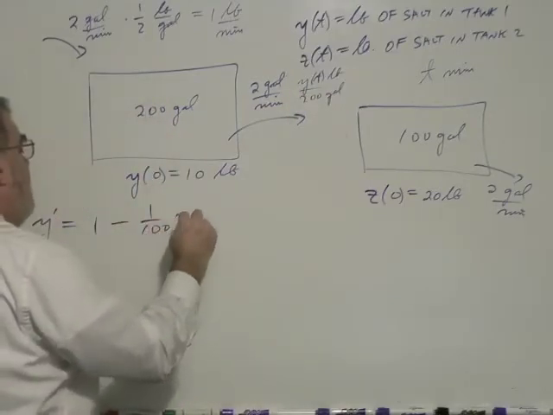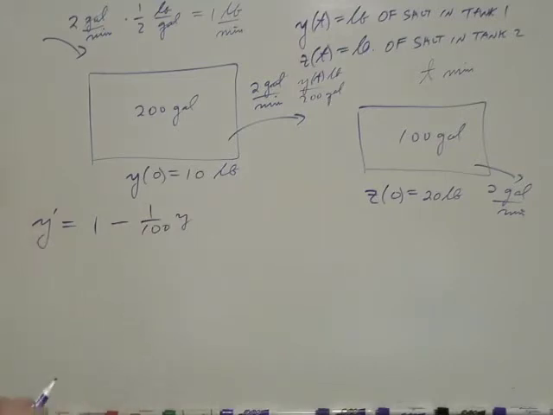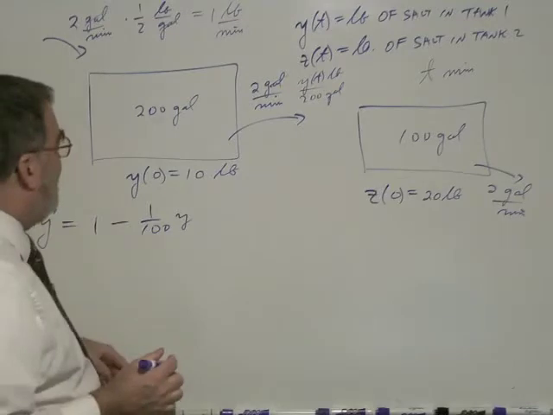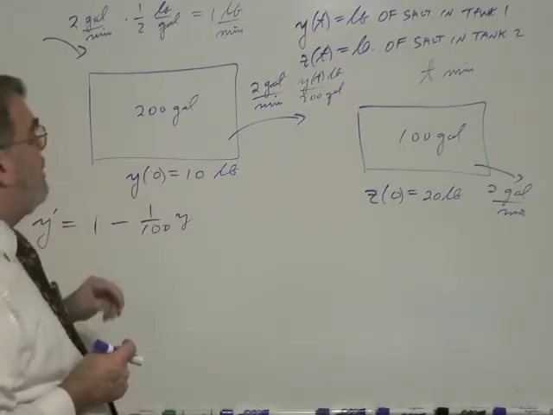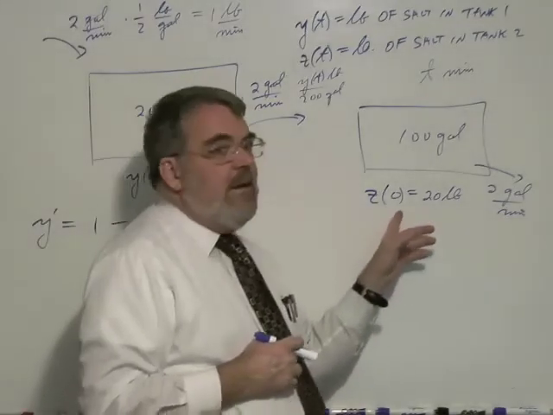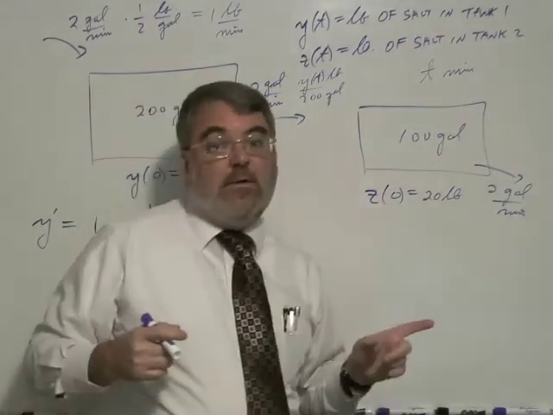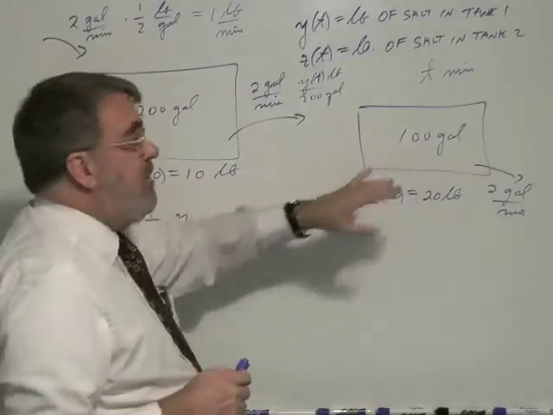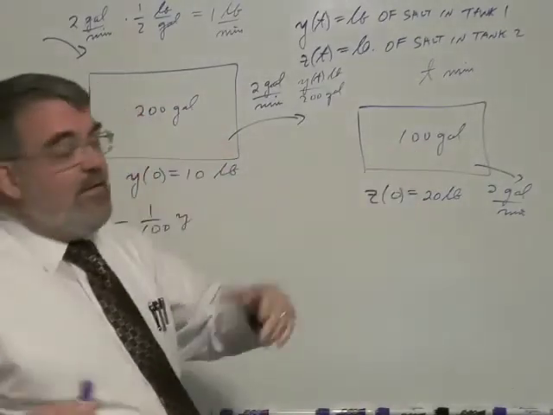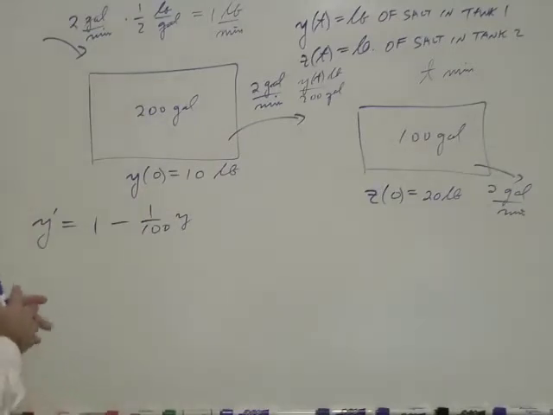1 over 100 Y. Alright, now I neglected to mention the initial conditions in this problem: at the beginning this tank contains 10 pounds of salt, and this second tank contains 20 pounds of salt. So as you can see, the concentration in this tank is actually going to be 4 times the larger tank initially. And we want to see what happens through time here. So there's Y prime, my first differential equation.